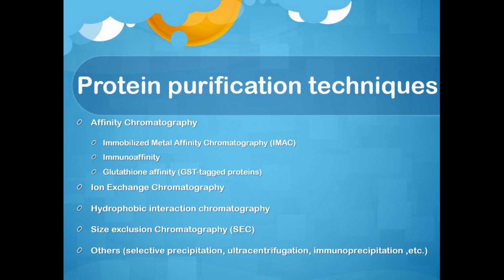All these techniques are carried out by using specific resins normally packaged in columns to be used in FPLC systems, fast protein liquid chromatography. But there are other protein purification techniques that can be performed: selective precipitation, centrifugation, immunoprecipitation, etc. In this section, we are going to show the IMAC and SEC methods.